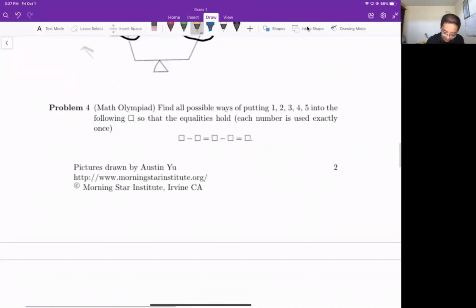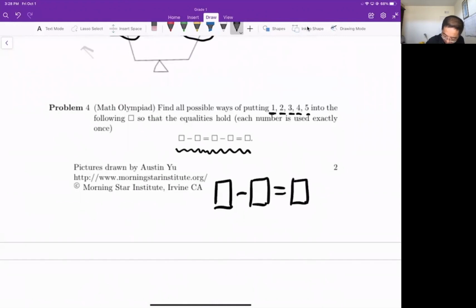Question number 4. Here we have 5 numbers, 1, 2, 3, 4, 5, and we want to put them into these 5 boxes so that the equality holds. What you can do is just put numbers into those boxes and play around, and then you will see there are 2 ways to make it work. One is 3 minus 2, right? So if we put the boxes, it's this minus this equals this minus that, right? So one way we can do is 3 minus 2 equals 5 minus 4, or both of them equal 1 and equal 1, right? So this is one way to do.